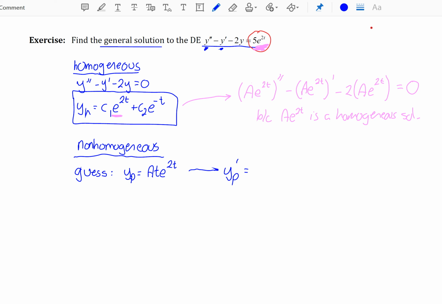Now when looking at yp, remember that yp, our guess, is a product: a t times e to the 2t. So because this is a product, we have to use the product rule. The derivative of the first is a, times the second regular, plus by the product rule, the derivative of the second. The derivative of e to the 2t is e to the 2t, times by the chain rule, the derivative of the 2t, which goes in front, to give us 2at e to the 2t.